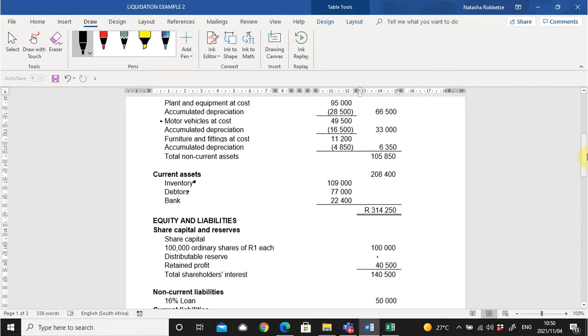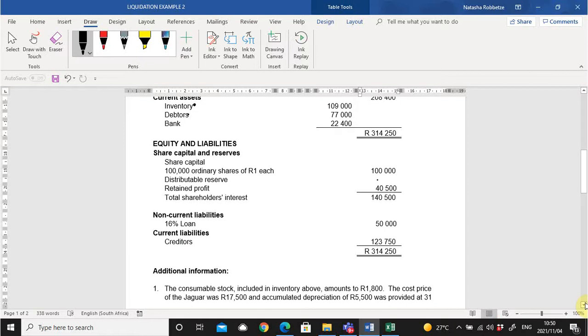Then for the current assets, there are inventory, debtors, and bank. Of course, we don't close off the bank in the first step, please remember that. Then for the equities, we have share capital and a retained profit. There's also a distributable reserve, but it seems like it's empty. So the retained profit, aka retained earnings, was 40,500 added to the share capital, 140,500, and then for the liabilities, there was a long-term loan and some creditors that we had to pay.